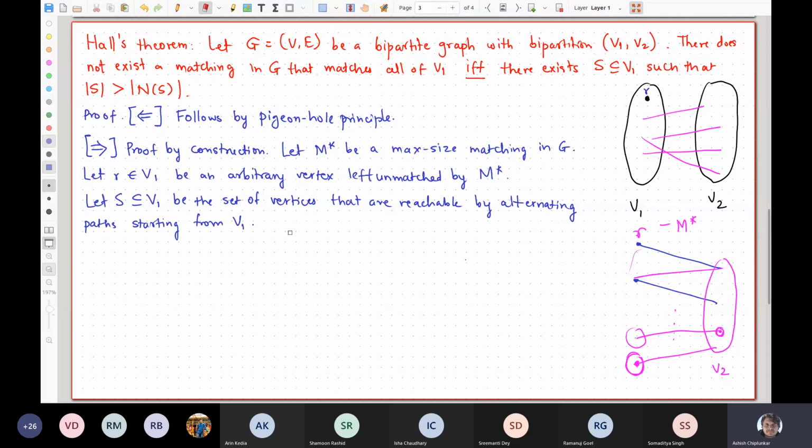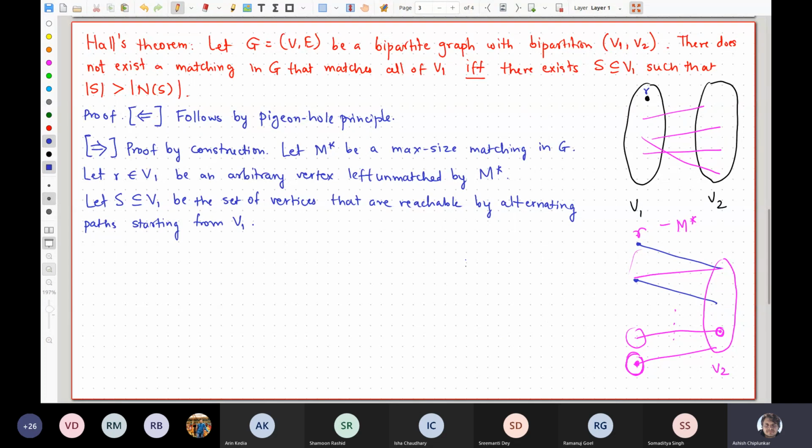Okay, so S is the set of vertices that are reachable by alternating paths starting from V1. So this is my S, and now I want to claim that this S satisfies this condition: the size of the neighborhood of S is less than the size of S.